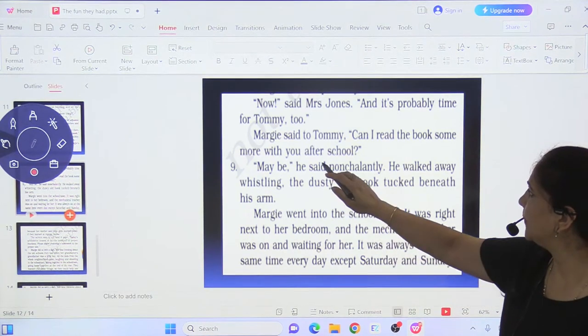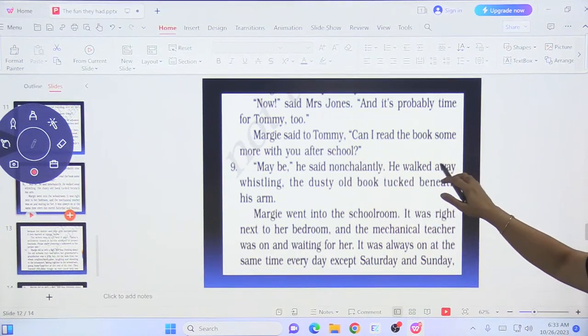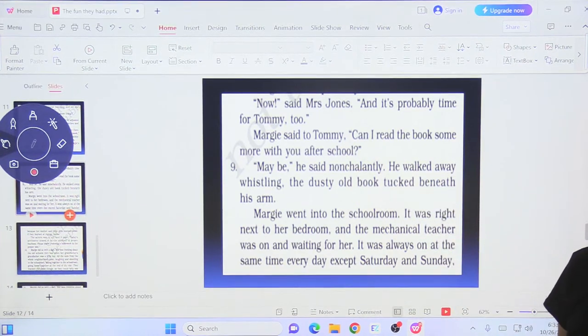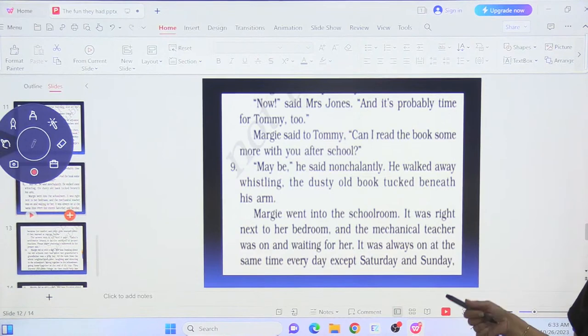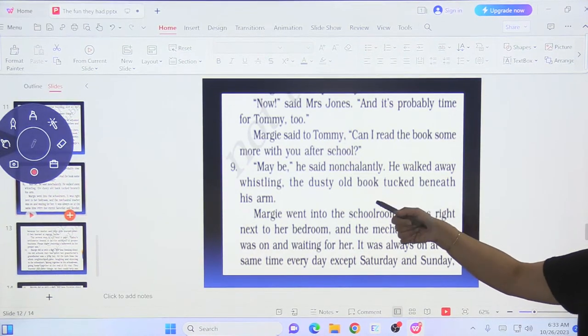Margie said to Tommy, can I read the book some more with you after school? Now, because she was desperate to read the book, she found it very funny and interesting. So she requested Tommy that after the school, can we read the book? So Tommy said, maybe, nonchalantly.